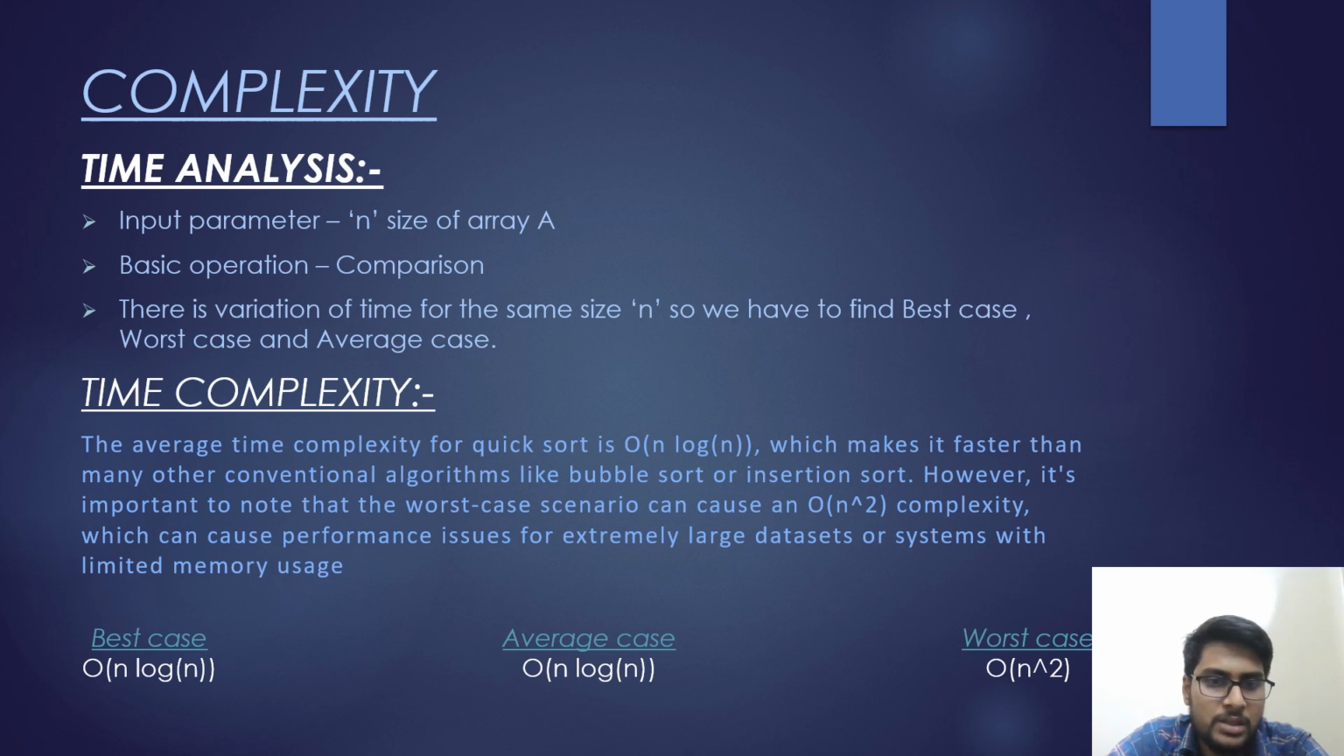The average time complexity for quicksort is O of n log n, which makes it faster than many other conventional algorithms like bubble sort or insertion sort. However, it's important to note that the worst case scenario can cause O of n squared complexity, which can cause performance issues for extremely large data sets or systems with limited memory. The best case is O of n log n. The average case is also the same as the best case, O of n log n, and the worst case is big O of n squared.